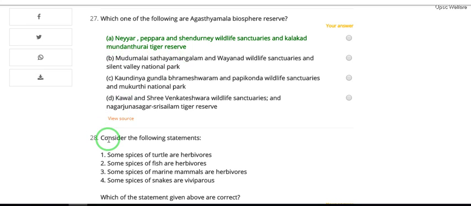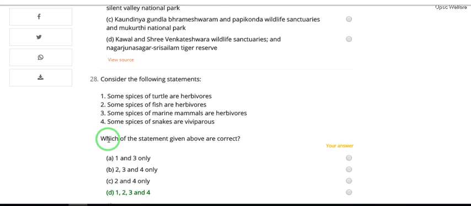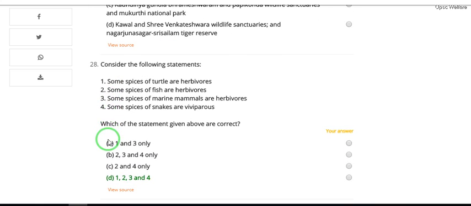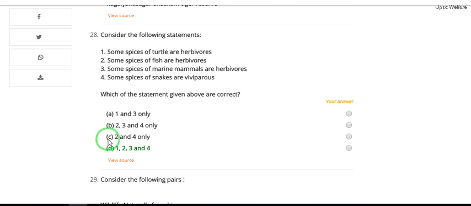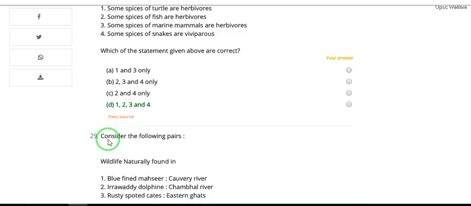Now question number 28. We have to choose 1, 2, 3, 4. Yes, which one is going to be correct? Some species of turtle are herbivores, of course it's correct, and some of the fish are herbivorous, of course. Some of the marine mammals are too, of course it's correct, and also some species of snake are herbivorous. So all are going to be correct.